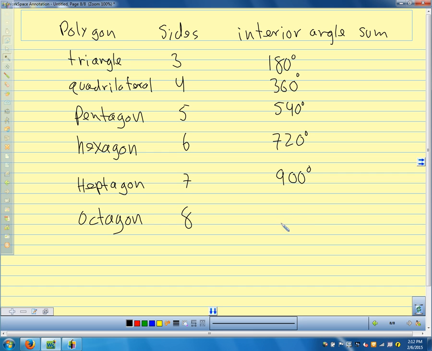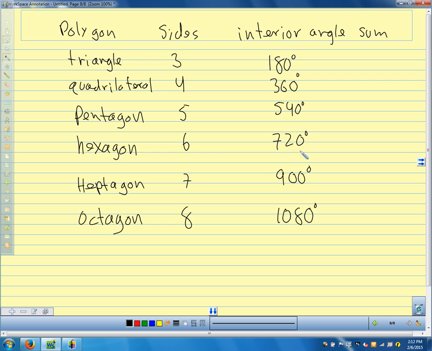So what would all the angles add up to in an octagon? 1080. All right, and so the pattern here is every time we go up one side, we add 180 degrees to our interior angles.